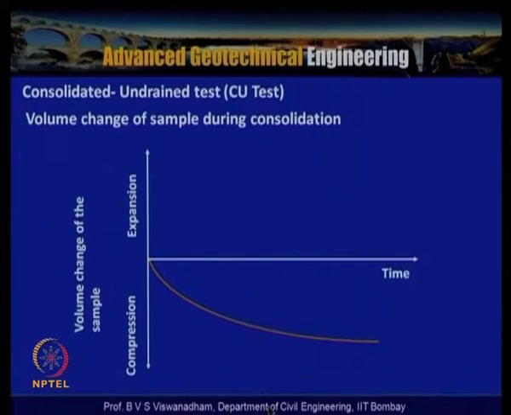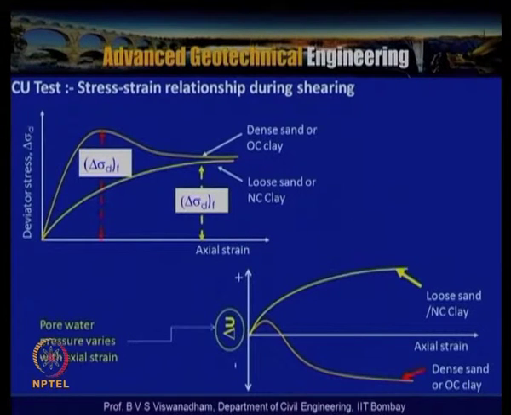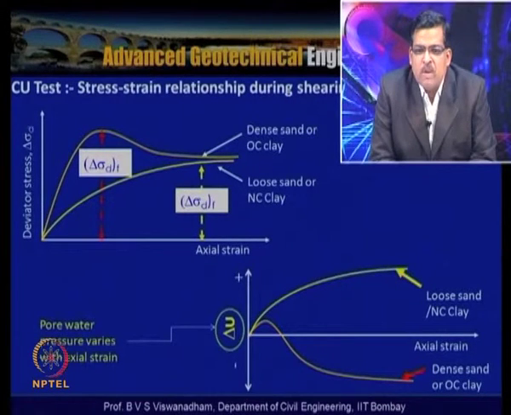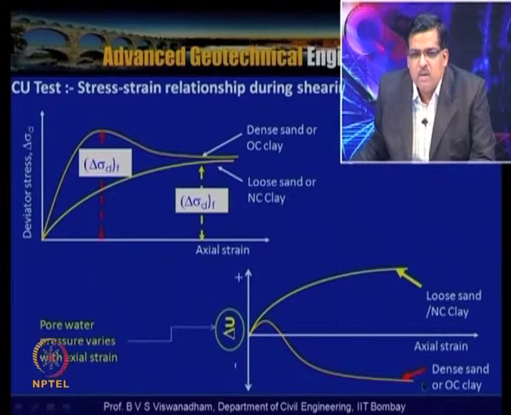The volume changes in the sample are the same as in the consolidated drained triaxial test, and in this CU test the stress strain relationship during shear is again very similar. The only thing is that the pore water pressure variation takes place like this: it is positive, and the pore water pressure is negative if you have a dense sand or overconsolidated clay.